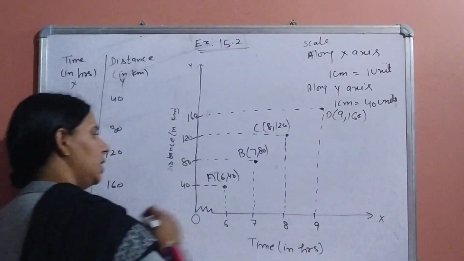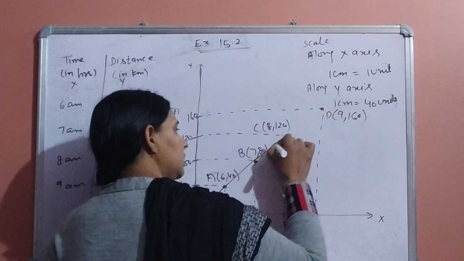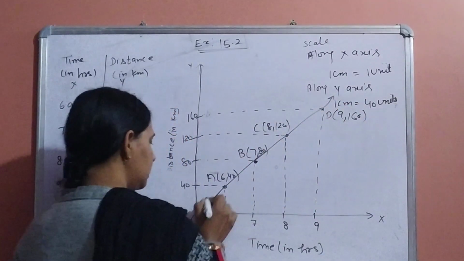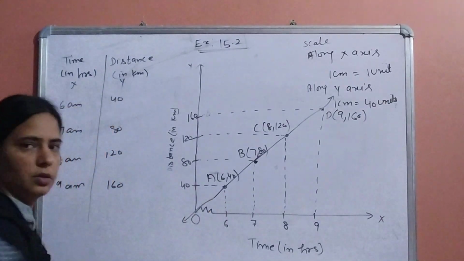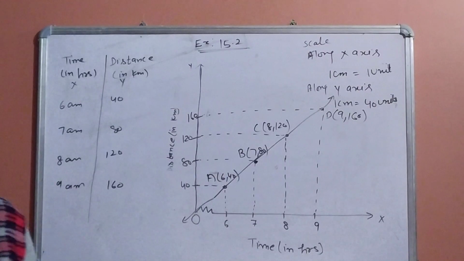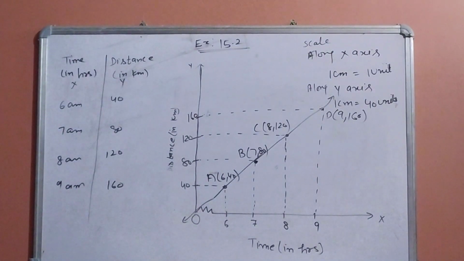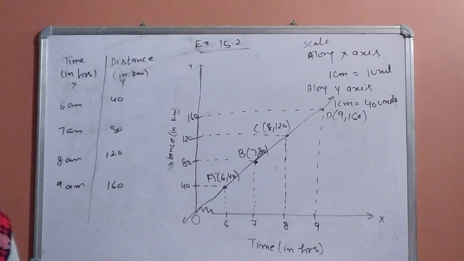Now join these points by a line. If they all lie on a line, then this graph will be a linear graph, otherwise not. And you can see when you join them, they all lie on the same line. So yes, this is a linear graph. Now the third part you will do yourself. Okay, some questions are also given.